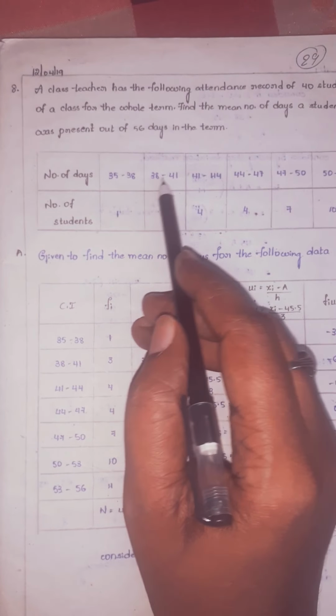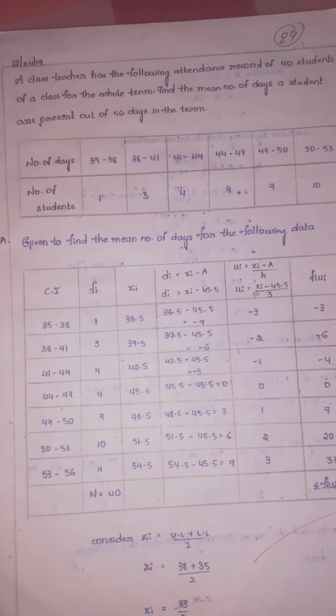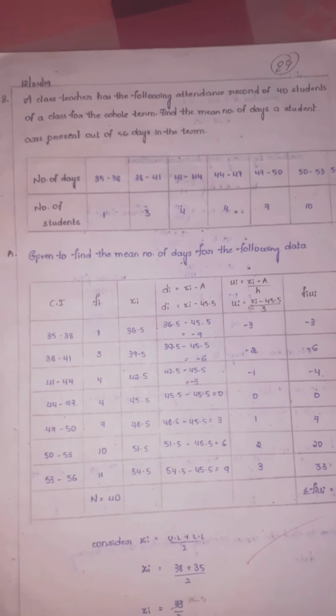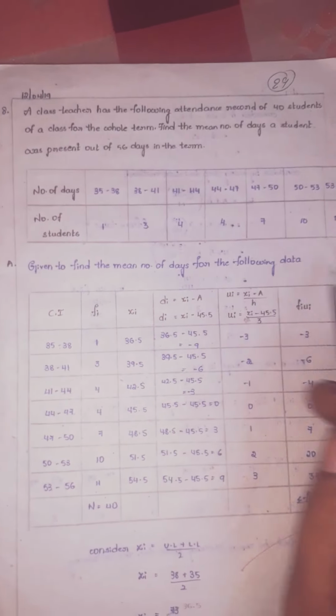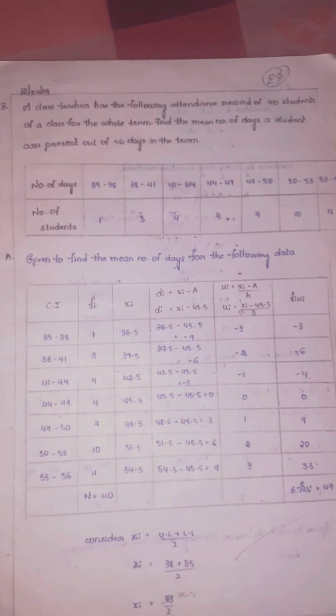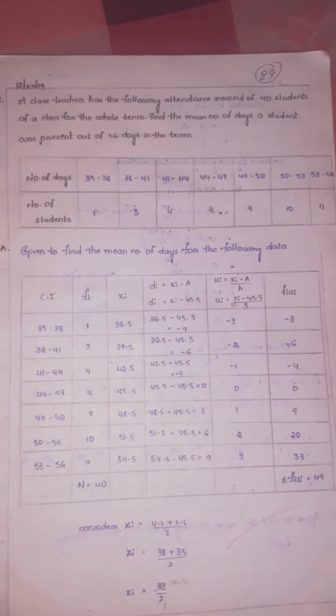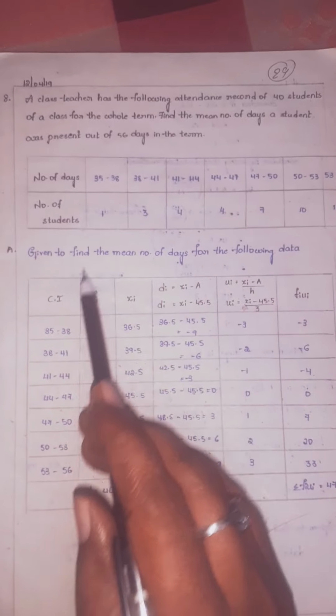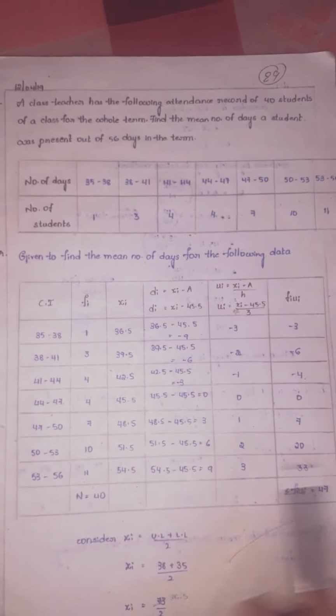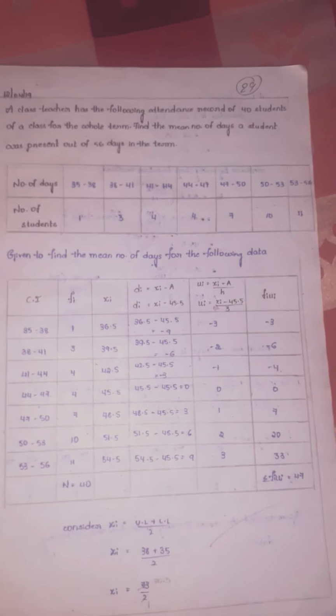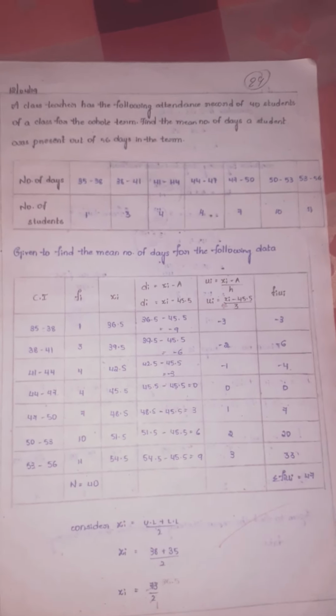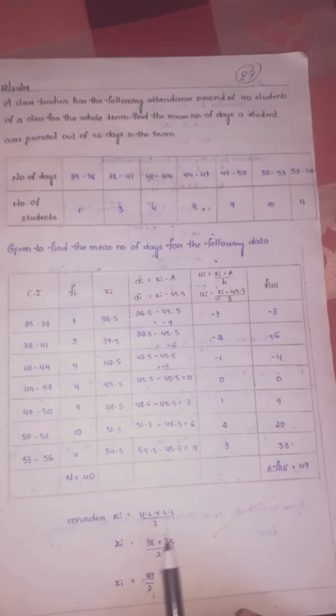So the number of days is given like this, children: 35 to 38, 38 to and so on. Whatever number is there, that number is there in the next class, children. So it is clearly exclusive data. So we are given, find the mean number of days for the following data. The first row becomes the first column, the second row will become the second column. So it is grouped data, children. We have to convert it into ungrouped data by using the formula xi equal to (ul plus ll) by 2.